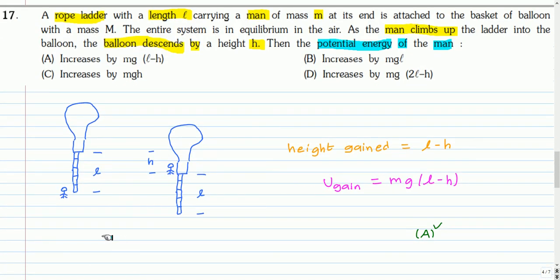Here is the solution. So this is a rope ladder of length L. Initially the man is at the bottom, and after that the man climbs to the other end of the rope ladder into the basket of the balloon. When this happens, the balloon descends by height h. So effectively this man climbs a height of L minus h. So the height gained by the man is L minus h. So the potential energy gained by the man is mg into the height gained, that is mg(L minus h). So the correct option is option A.